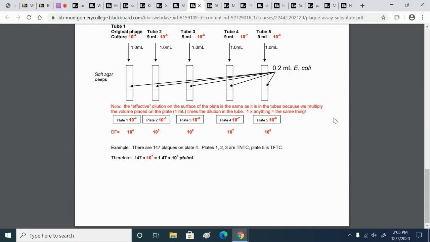What's a PFU? Is it a plaque forming unit? Yep. And what forms a plaque? The virus? Well, one virus particle, right? So it's a concentration of viruses or phages per milliliter in our sample. So any questions on the bacteriophage plaque assay?